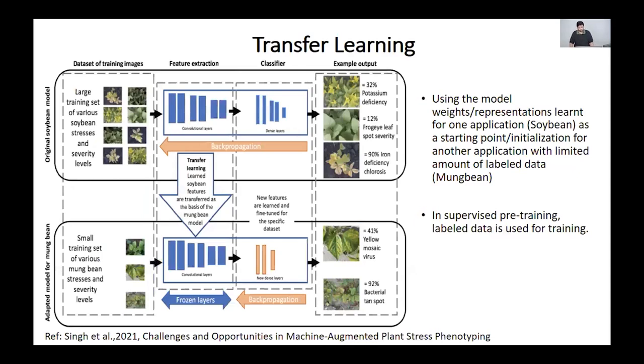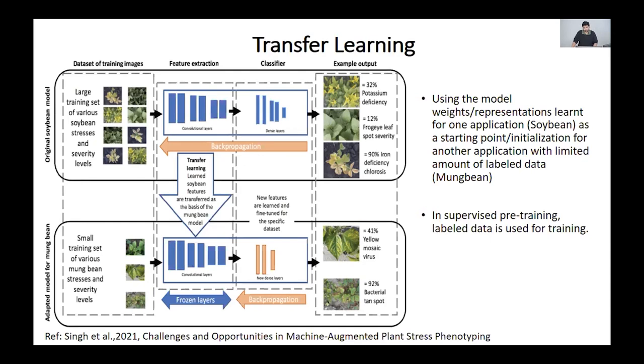So next, we are going to talk about transfer learning. In transfer learning, the model weights learned for one dataset can be used for another application. The image on the left shows a model trained for soybean disease classification being transferred to a mung bean dataset. So what's the advantage of this? We need not have a large amount of data in both the domains. Using a large dataset in one domain, we can transfer the model to another domain.